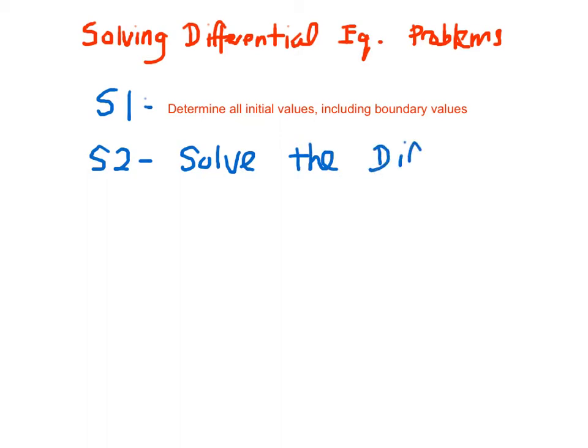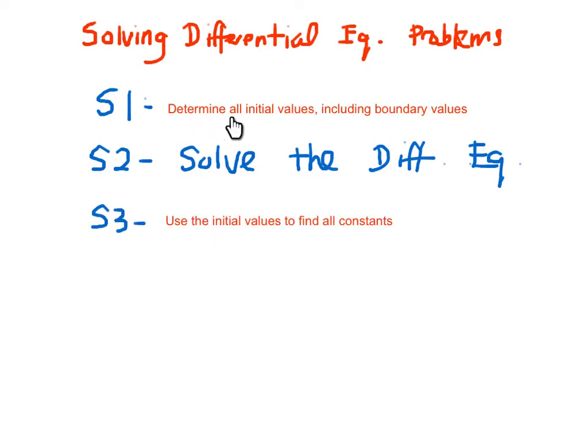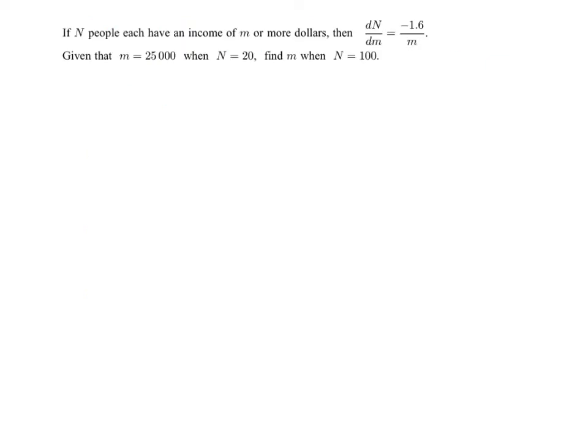Solve the differential equations, and then use the initial values that you discover in the first step to find all constants if possible. Then scan further. Perhaps you need to solve further problems, and so use the solution or the model that you got after step 3 to solve those problems. Okay, let's look at the first example, a very straightforward one.